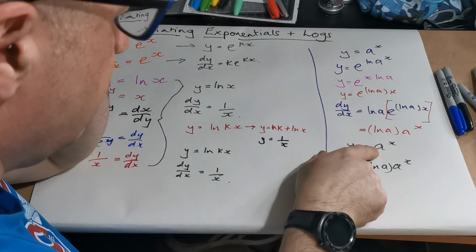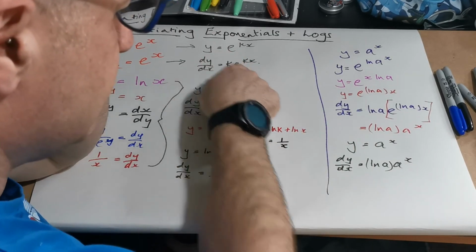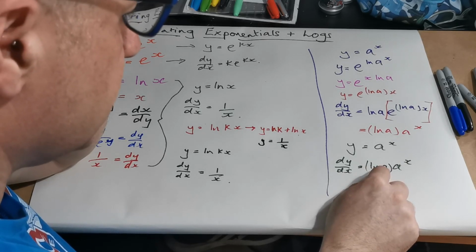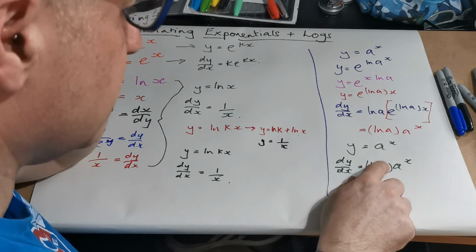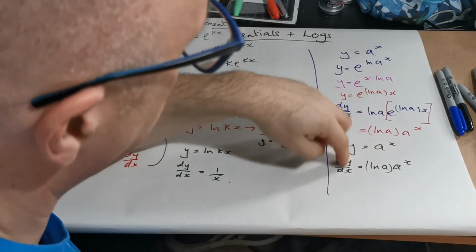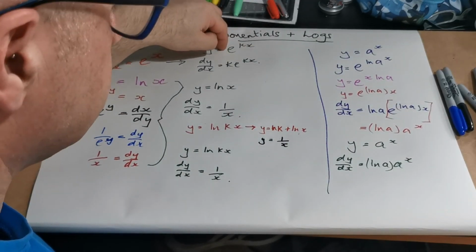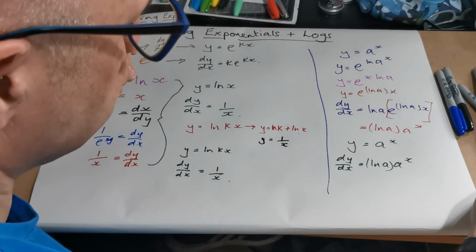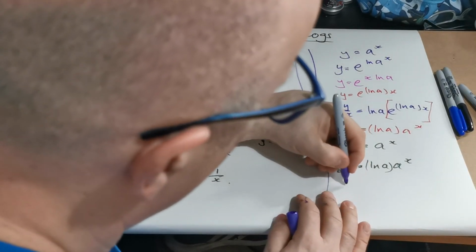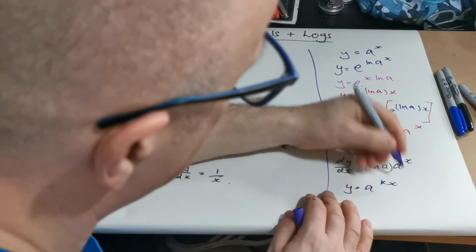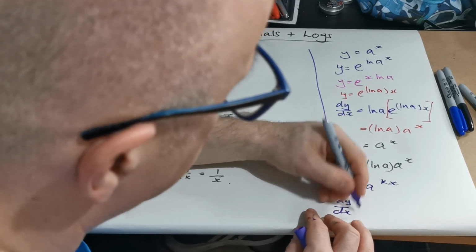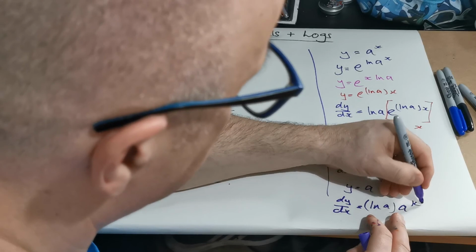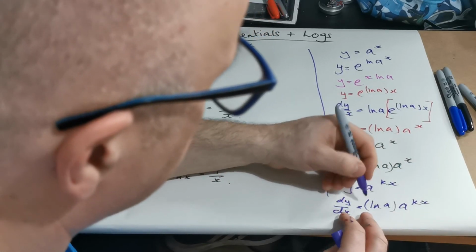Now if that works for any number there, it must work for e. So if I said y equals e to the x, then dy by dx equals ln e times e to the x, well, ln of e is 1. So the natural log of e is 1, so that would be 1 times e to the x. So this rule here works for that rule there. So that would surely mean that if y equals a to the kx, then dy by dx would equal k ln a times a to the kx.